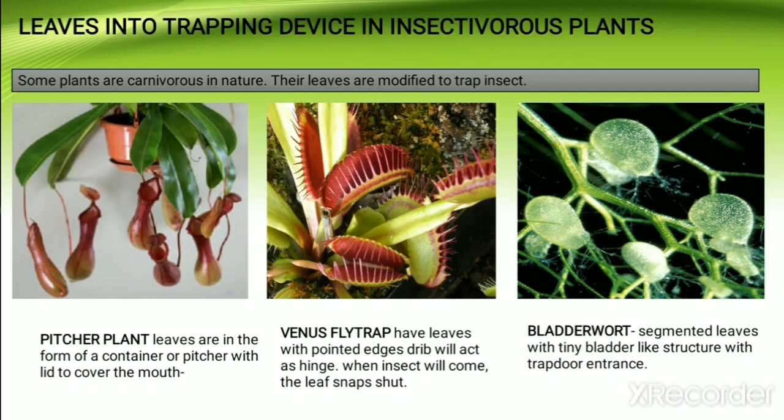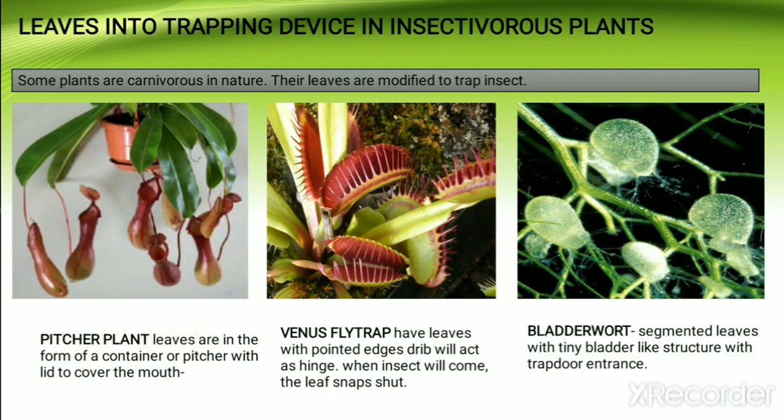ये ऐसे plants हैं जो कुछ छोटे छोटे insects को खाते हैं. And for trapping those insects, what they will do, they will convert some of their leaves into some trapping devices. कुछ leaves को वो ऐसा convert कर देंगे जिससे कि वो insect को आराम से trap कर सके, पकड़ सके. So for this, here we are having three different kinds of example of insectivorous plants. First one is pitcher plant.